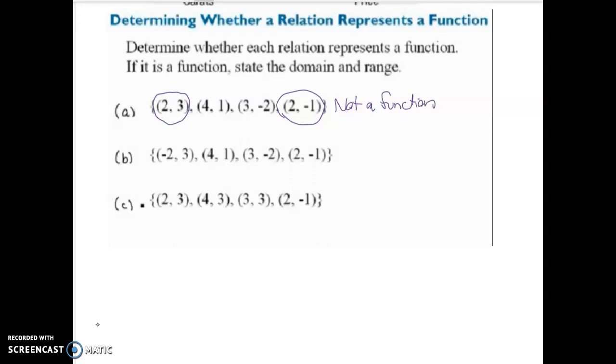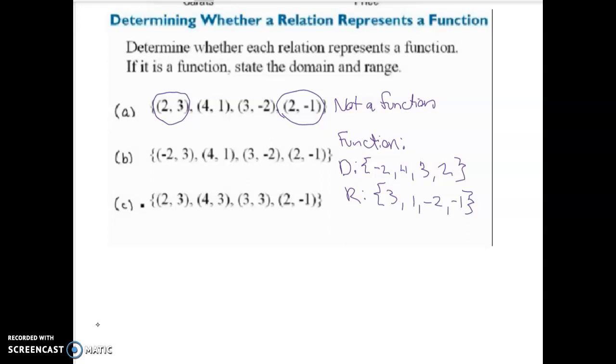For the next example, I'm going to check each of my X values. I have (-2, 3), (4, 1), (3, -2), and (2, -1). This is a function. I'm going to state the domain and the range. I'll put D for domain, and the domain is going to be each of the input X values: -2, 4, 3, and 2. The range is going to be each of the outputs or Y values: 3, 1, -2, and -1.